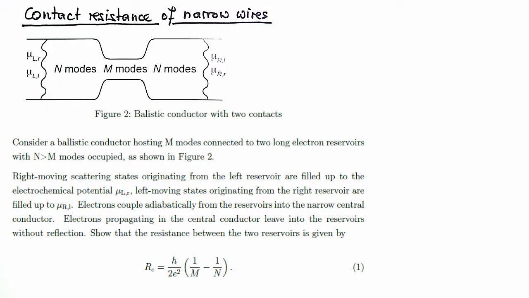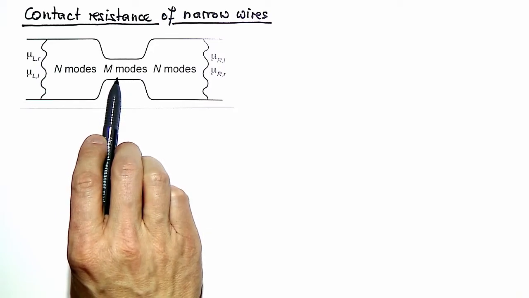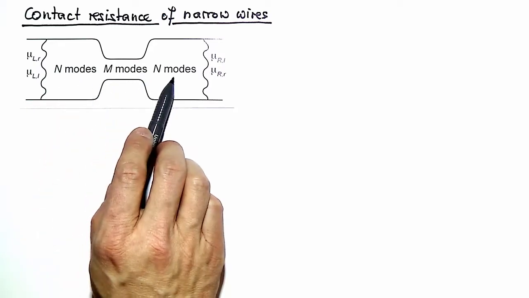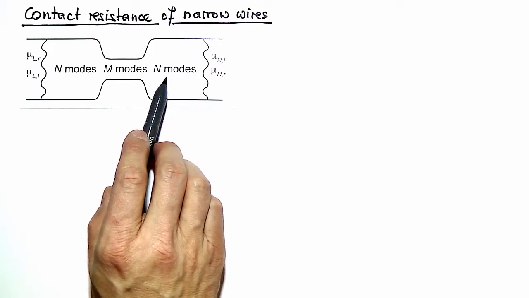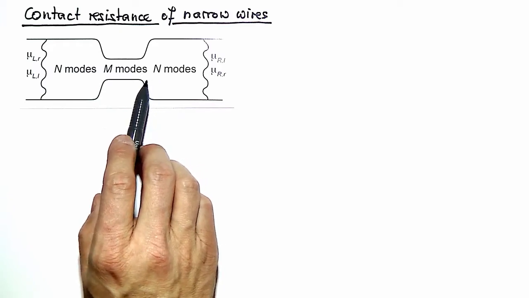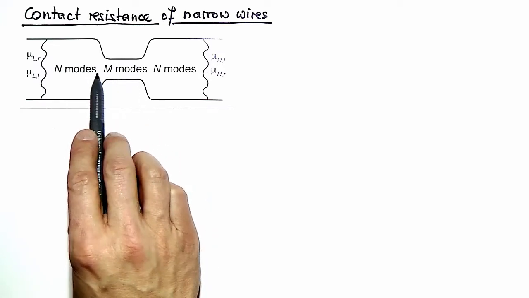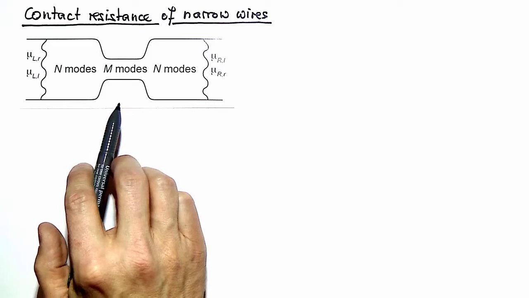In the lecture, we've heard that the conductance of a narrow piece of wire featuring M modes connected to two very big reservoirs is quantized, and that the quantizing resistance is given by h over e squared divided by the number M of modes supported in the central region.